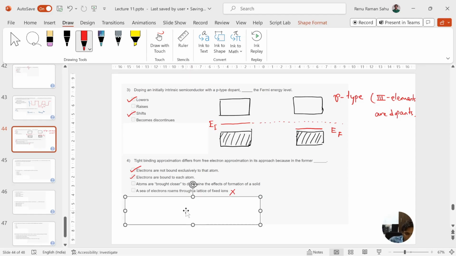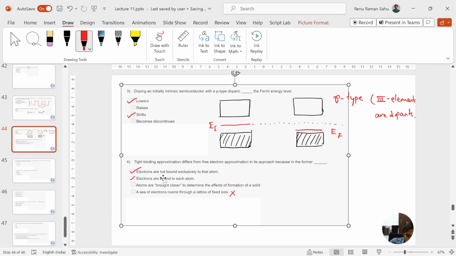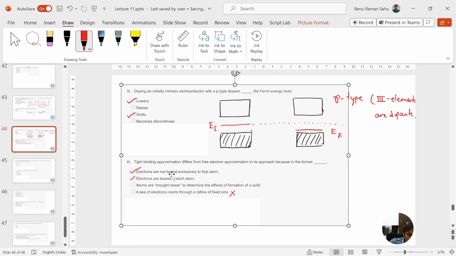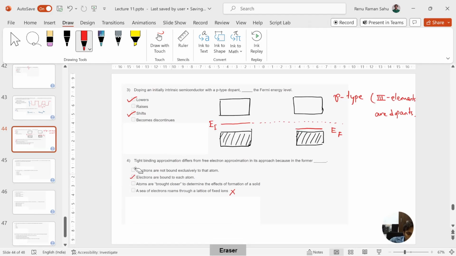Another thing is electrons are not bound exclusively. Is it correct? If the first is correct, how can the second be correct? Exactly. That's what I was even thinking. How can these two be contradicting statements? Electrons are bound to each atom is correct. So this is correct. What about the third one? So this is not correct, no? Tight binding approximation, so it is brought closer.